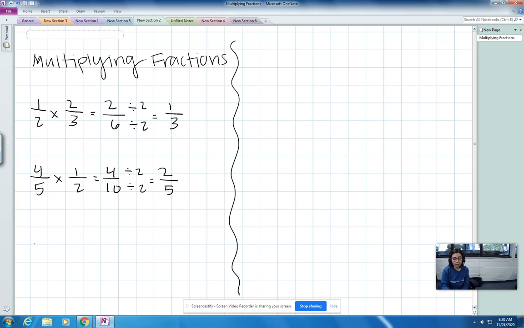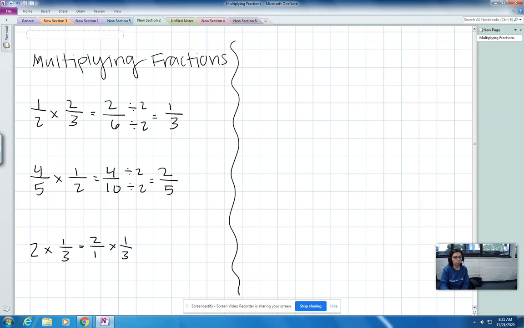All right, now let's say I have a whole number. Let's say I had like 2 times 1/3, something like that. Well, what's the difference here? How do I multiply this by a whole number? This one doesn't have a numerator and denominator. Well, we can rewrite it to have a numerator and denominator. Whenever we have a whole number, we can make it a fraction by putting that number over 1. So the whole number 2 is represented by 2 over 1, 2 wholes.